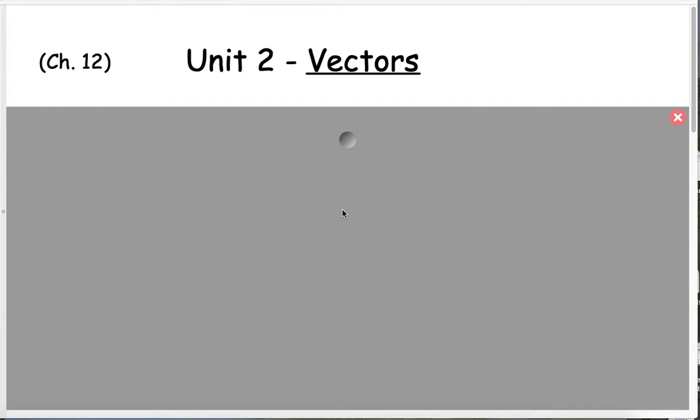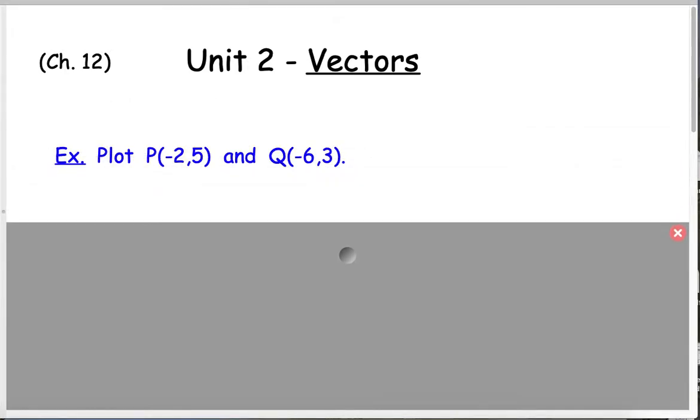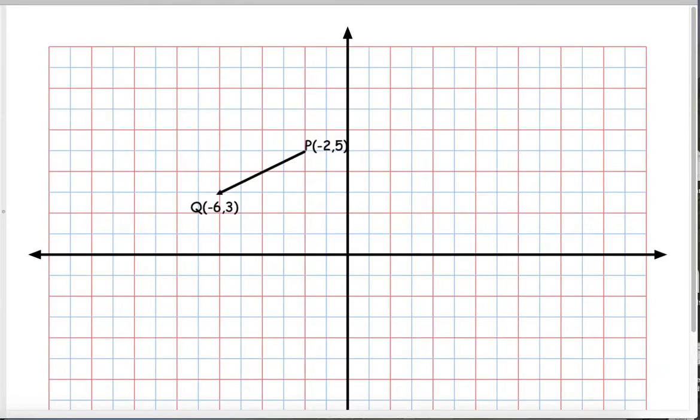Our next unit, Unit 2, talks about vectors. So let's start off simple and we'll build on everything that we cover. So what if I ask you to plot 2 points? P is at negative 2 comma 5 and Q is at negative 6, 3. Plot those 2 points and then connect them. Well, I happen to have done that for you.